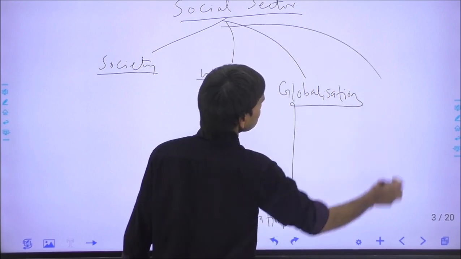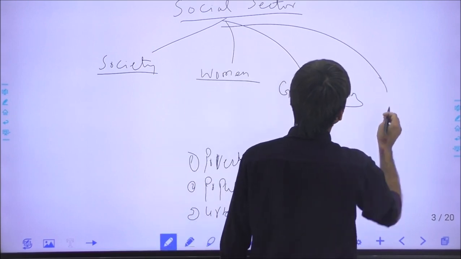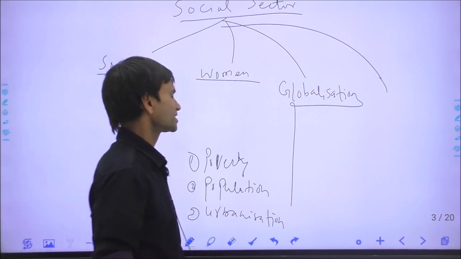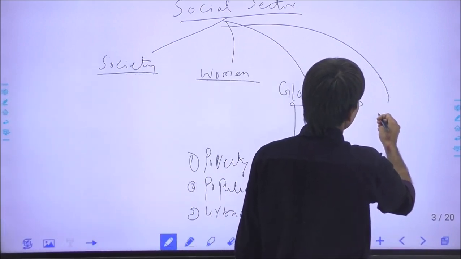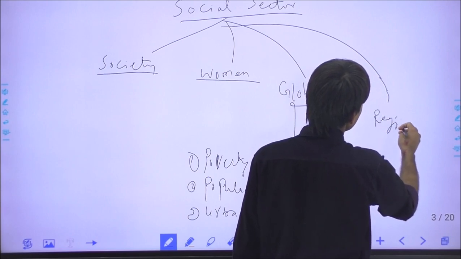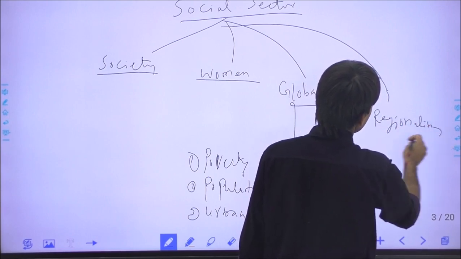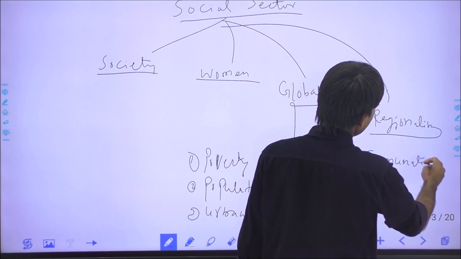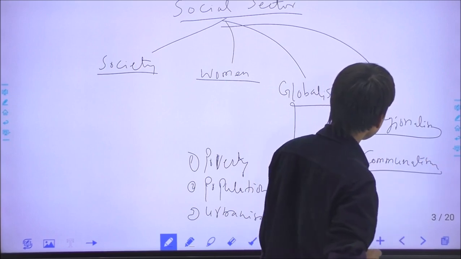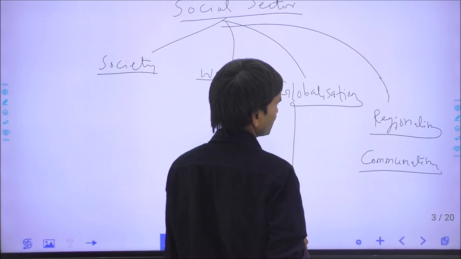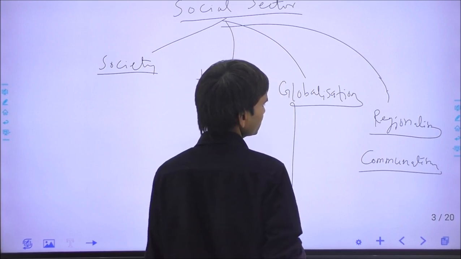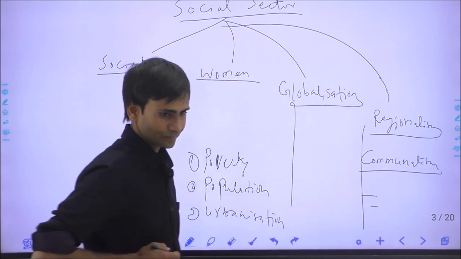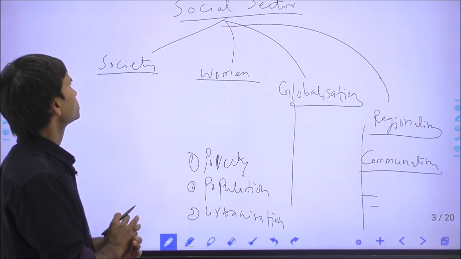The impact of globalization we can trace in different aspects. And the last is the different ideologies, such as regionalism, communalism and other aspects. Let us start the social sector.